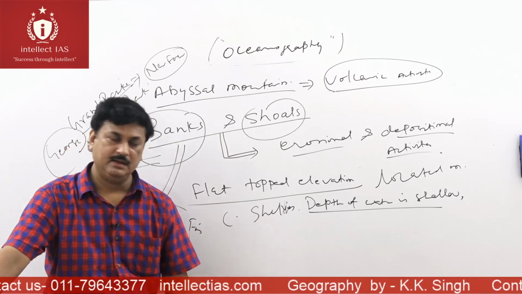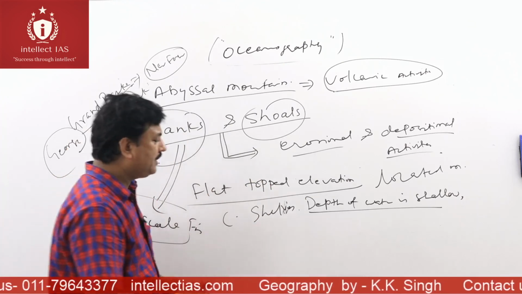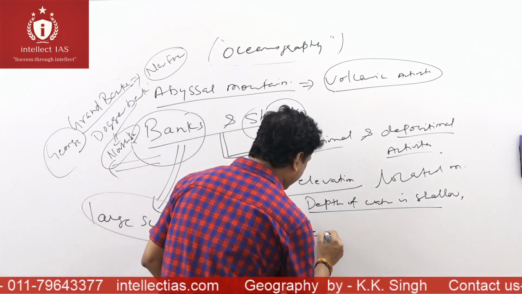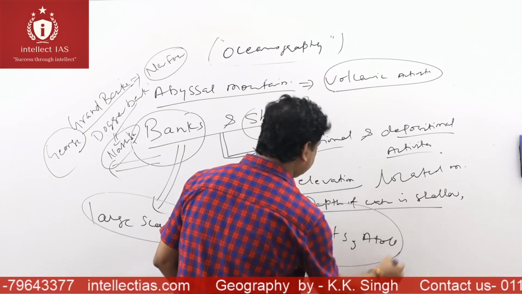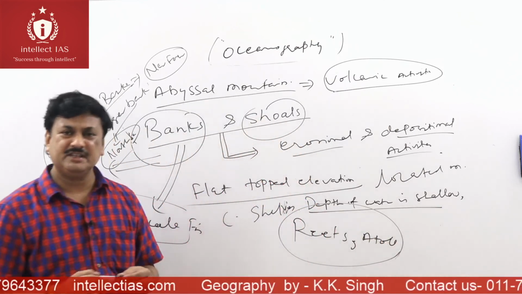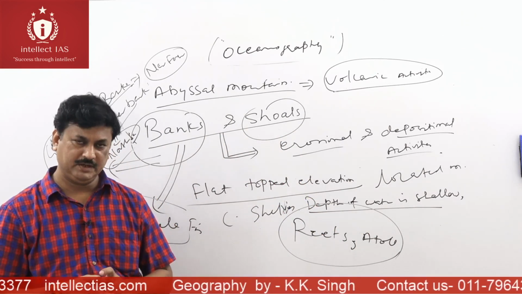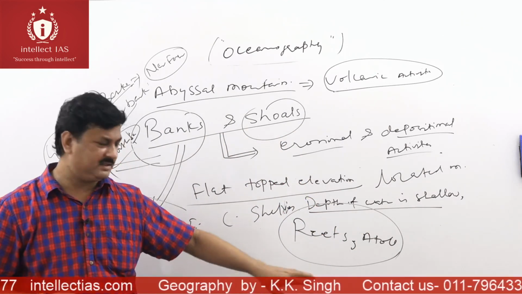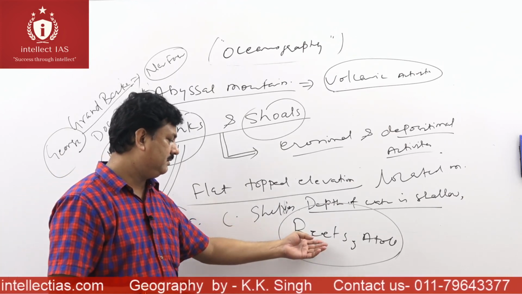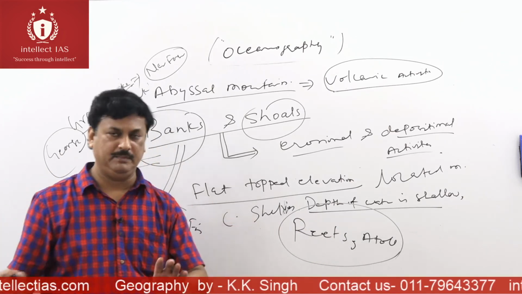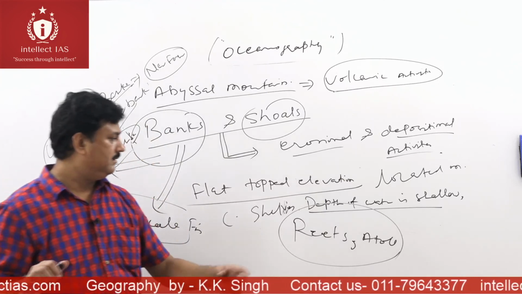Okay. So these are the minor features. There are also reefs and atolls. Okay. These are the relief features of organic origin. Okay, we will discuss reef and atoll separately because there is a chapter on coral reefs and atolls.